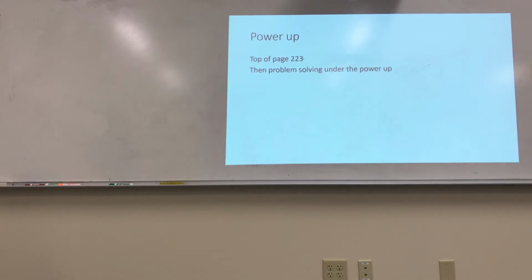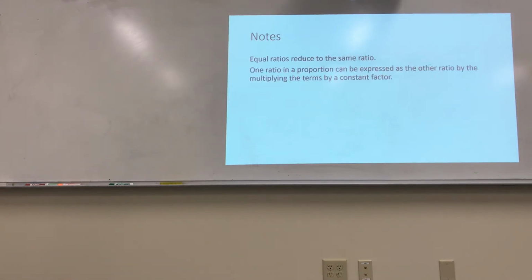At this point, you can stop and do your power up. I'm going to move on. A proportion is a statement that two ratios are equal. Equivalent ratios reduce to the same ratio. One ratio in a proportion can be expressed as the other by multiplying the terms by a constant factor.